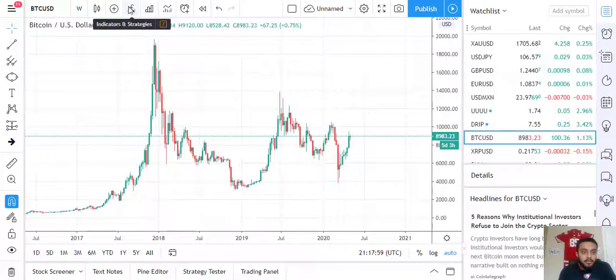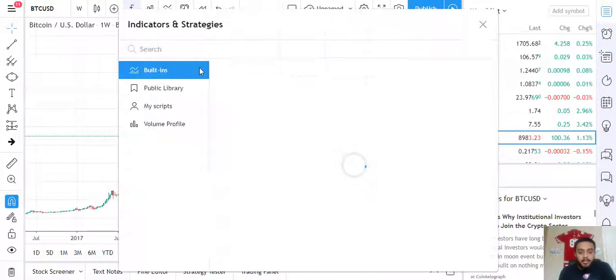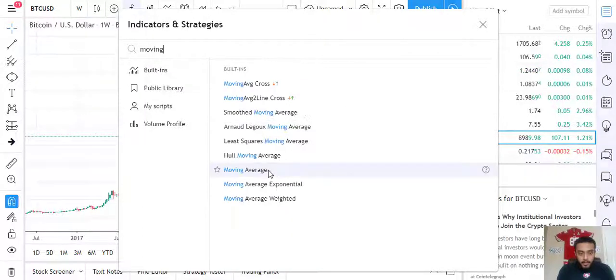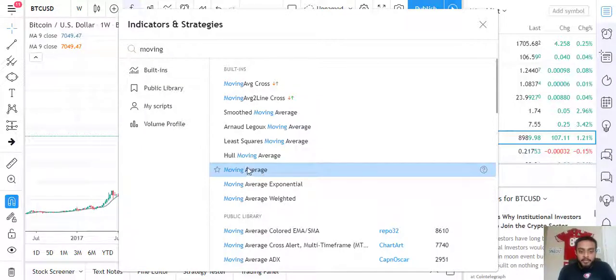Another thing I like to do is add an indicator, and the indicator I like to use is a moving average. I'm going to put a 200 moving average right here, and I just like the simple moving average. I don't use the exponential moving average.